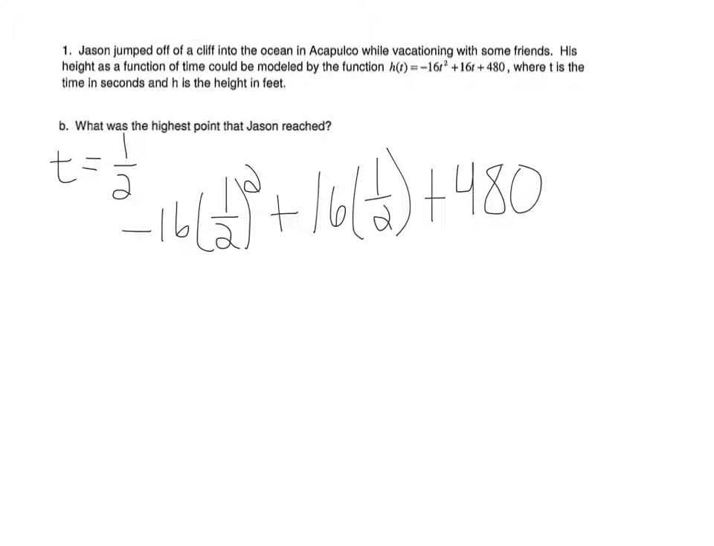All right, now I just need to use my calculator and simplify that down a little bit. I'm going to do this a term at a time. So if I look at negative 16 times 1/2, over 1/2 squared is going to end up being 1/4. So negative 16 times 1/4 is negative 4, plus 16 times 1/2 gives me 8, and then my 480 is at the end. If I then simplify all of those together, I'm going to get that Jason's maximum height is 484 feet. So he was able to jump 4 extra feet above the cliff before he started to fall back down and actually go into the ocean.